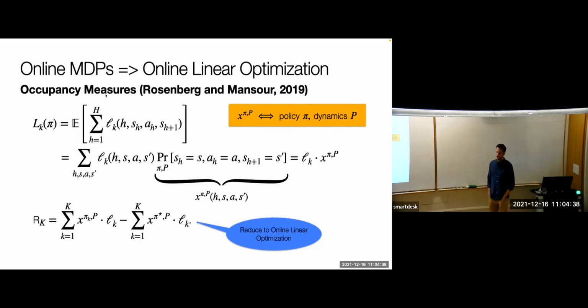But you assume a tabular norm. Yeah, but this also works for linear MDPs, by the way. For linear MDPs, it works as well. If you have some feature space of the state and actions as a vector, you can write the loss and the dynamics as a linear function of that embedding.